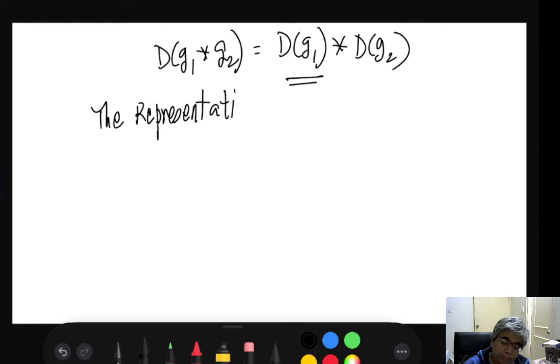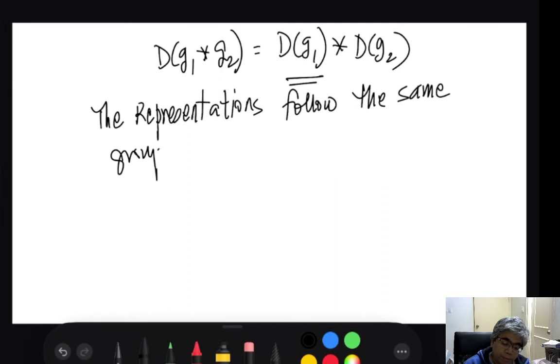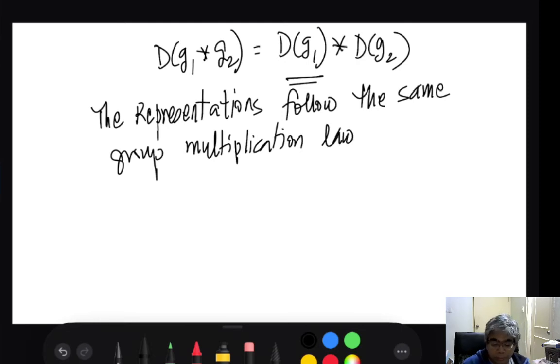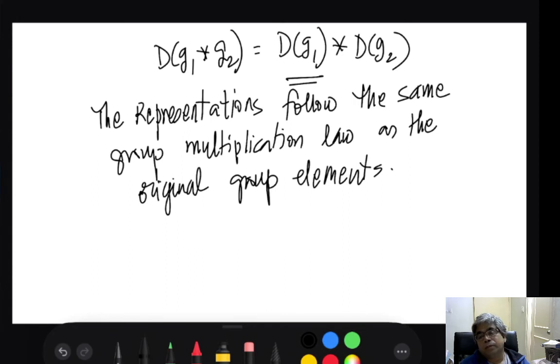So the representations follow the same group multiplication law as the original group elements. Whatever law the original abstract group elements follow, the representations of them also follow the same thing.